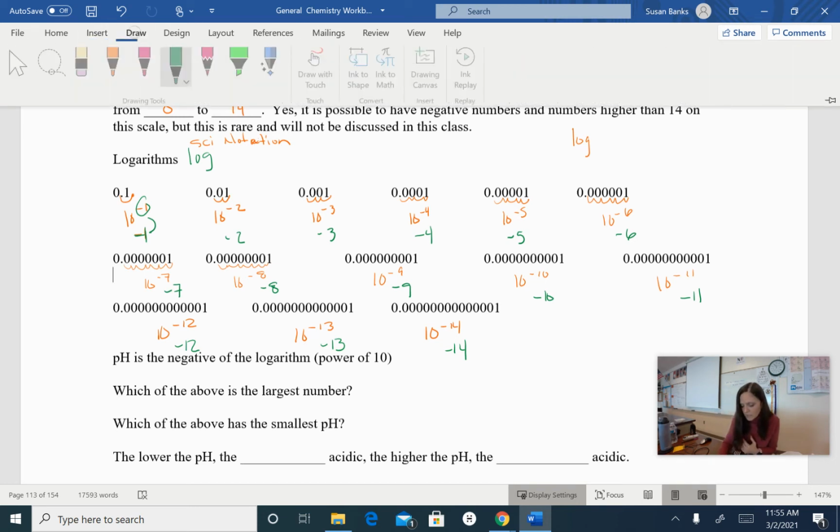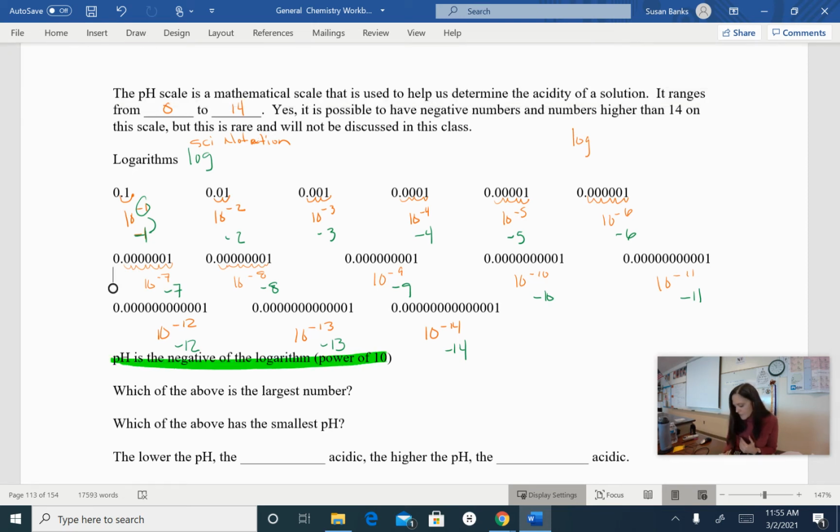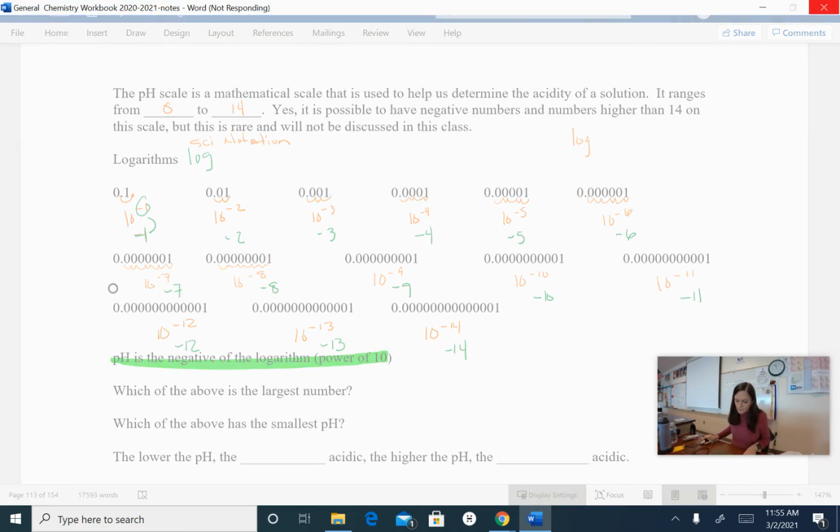Okay? Now, if we try and do a pH, pH is a negative log. So pH is the negative log of a number. So let's take the negative log, and we're going to do this in pink. Okay, so you're going to have to press the negative button first, and then hit log and put 0.1, and then hit enter, and you will get +1.